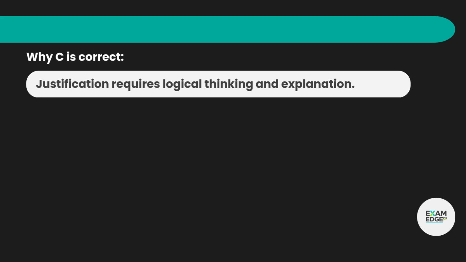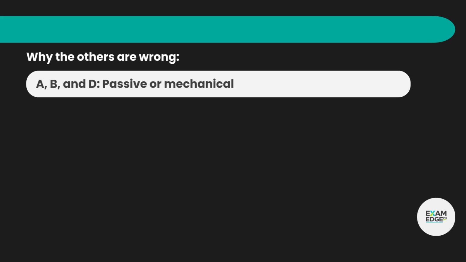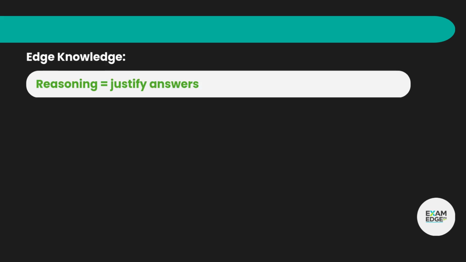Why C is correct? Justification requires logical thinking and explanation. Why the others are wrong? A, B, and D. Passive or mechanical. Edge knowledge: reasoning equals justify answers.